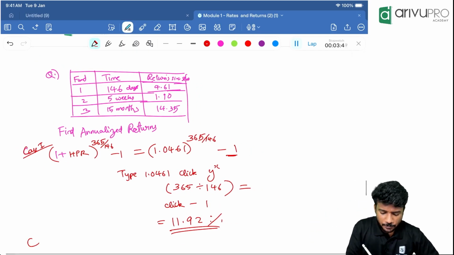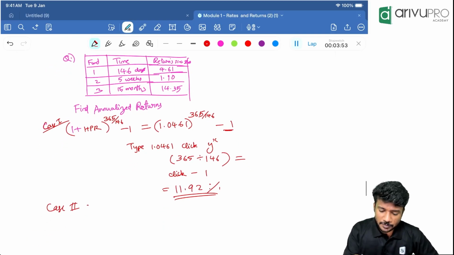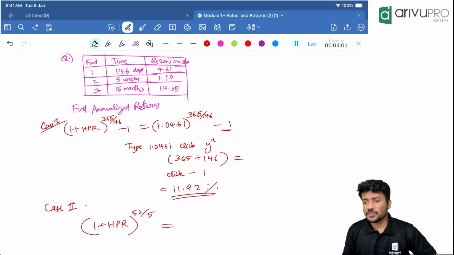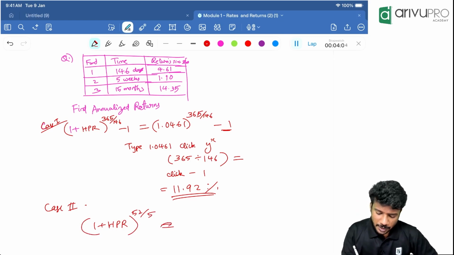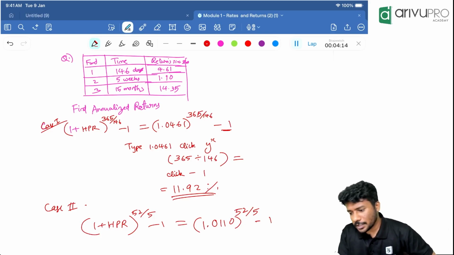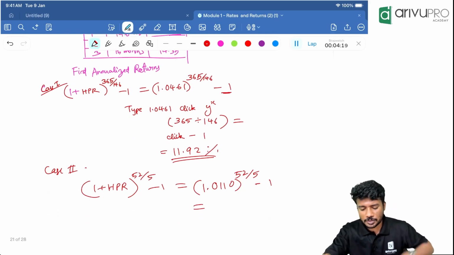Case 2 is what? We need to find it with respect to weeks. 1 plus HPR, the entire thing raised to, how many weeks are there? 52 divided by 5. Sorry, minus 1 also you should do. So 1.0110, the whole power 52 by 5, minus 1. Take your calculator and get me the answer. Annualized return is how much, is the question.